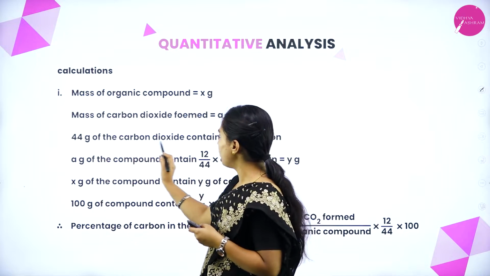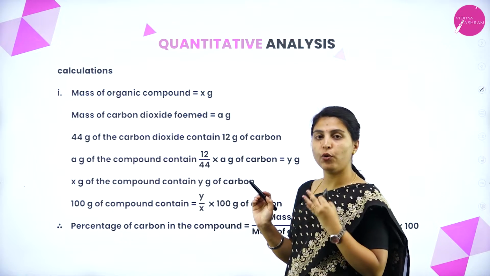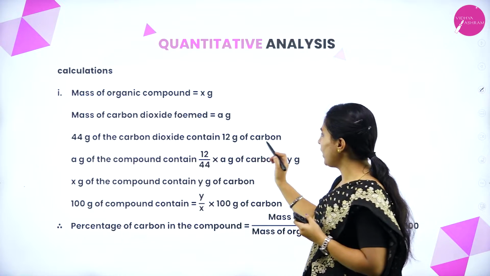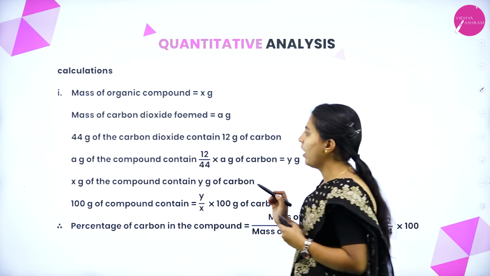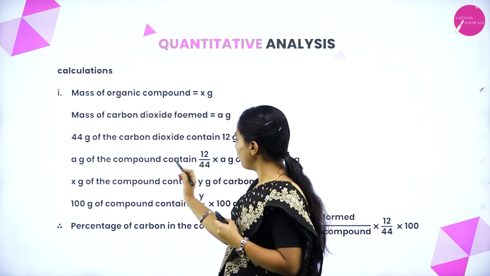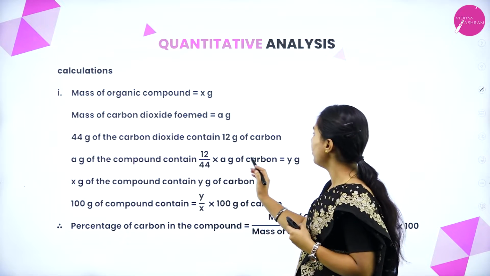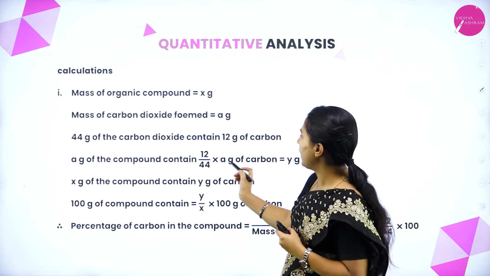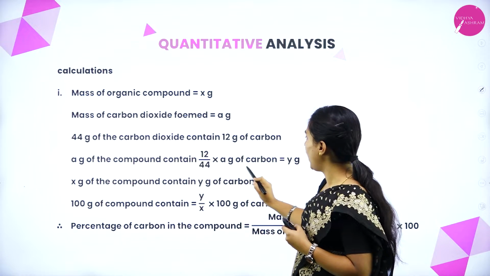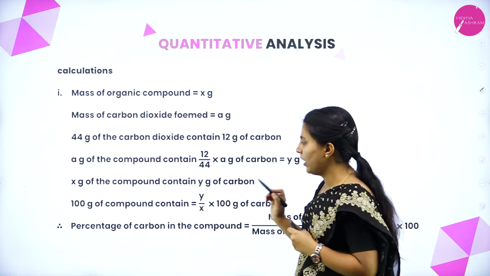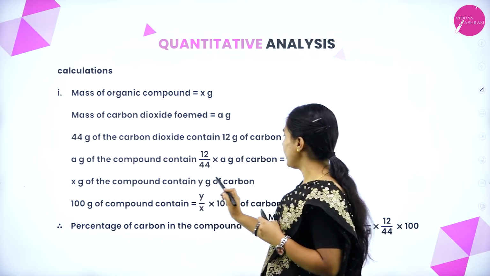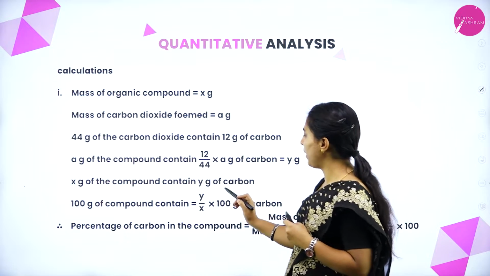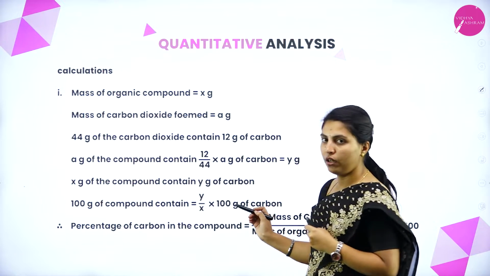This 44 gram of carbon dioxide means CO2. The overall molecular weight of carbon dioxide is 44 gram, containing 12 gram of carbon. And A gram of carbon dioxide contains 12 by 44 into A gram of carbon, which will be Y gram. Here X gram of the compound contains Y gram of carbon, and 100 gram of compound contains Y by X into 100 gram of carbon.